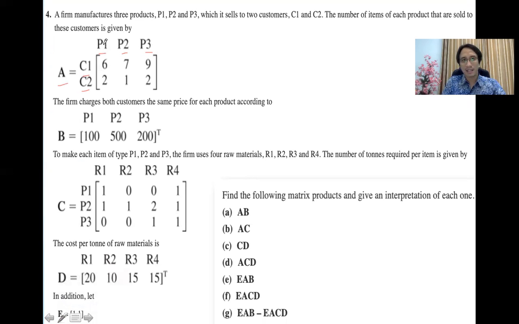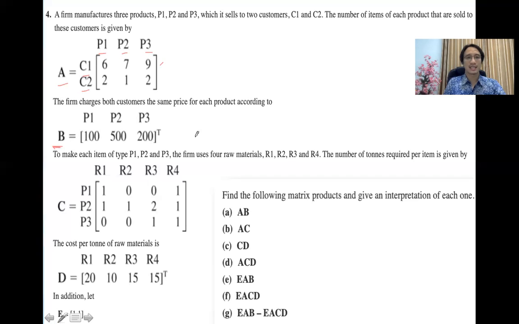Customer 1 bought 6 of product 1, 7 of product 2, and 9 of product 3. Customer 2 bought 2 for product 1, 1 for product 2, and 2 for product number 3. The firm charges both customers the same price for each product according to this one, P1, P2, and P3.